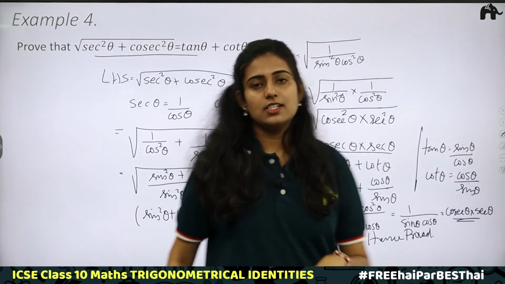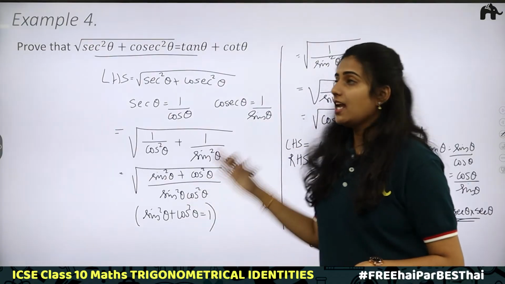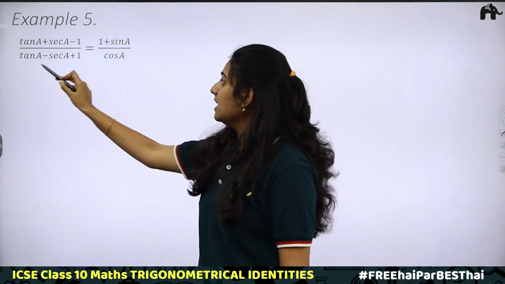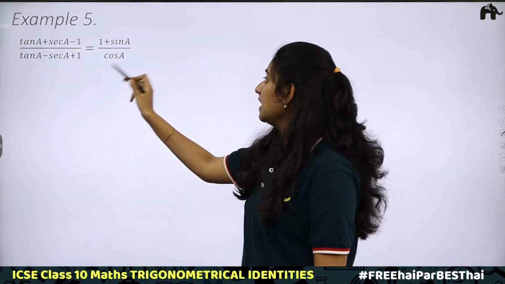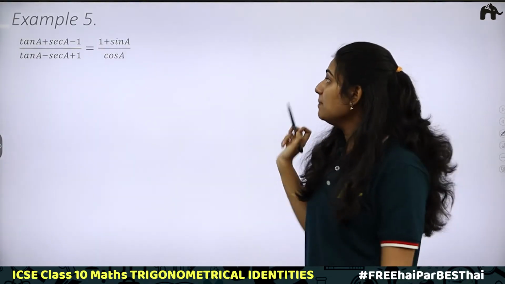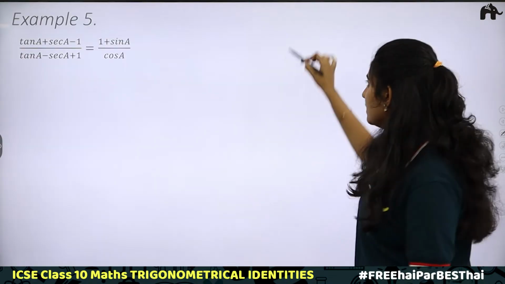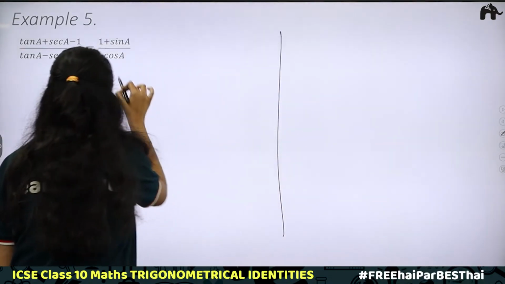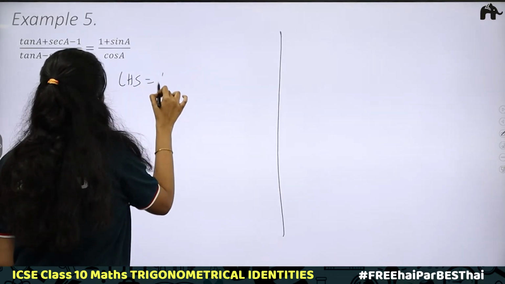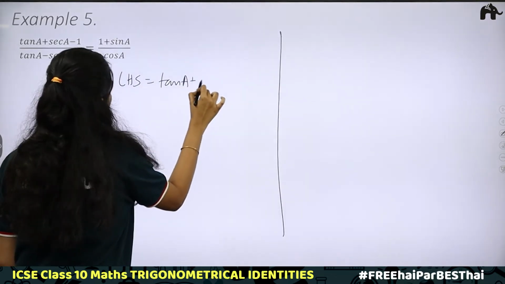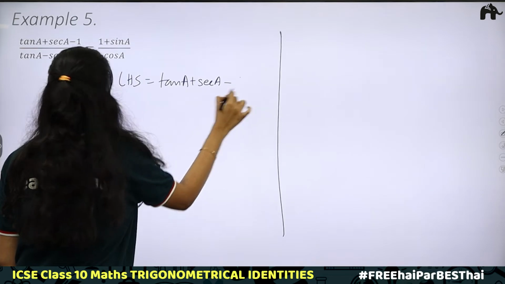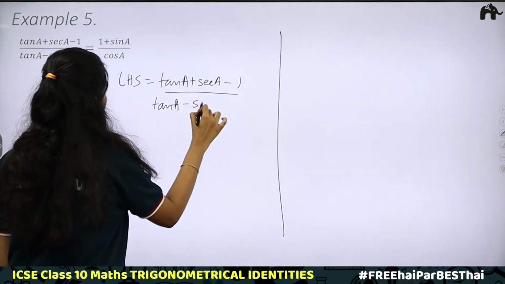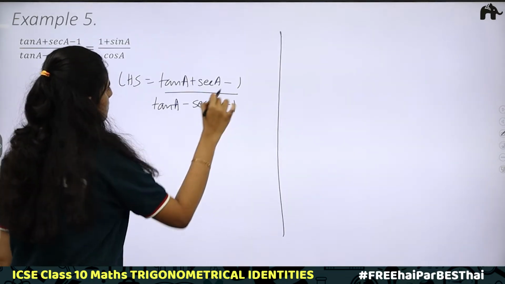Clear? So, in this example, we have taken left hand side. Next, example 5, tan A plus sec A minus 1 divided by tan A minus sec A plus 1 is equal to 1 plus sin A divided by cos A. We'll start with the left hand side. Here left hand side we have tan A plus sec A minus 1 divided by tan A minus sec A plus 1.